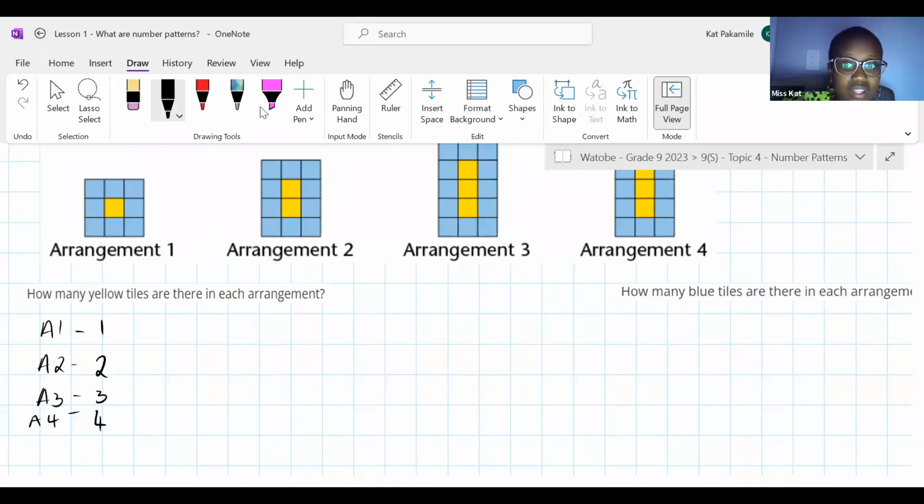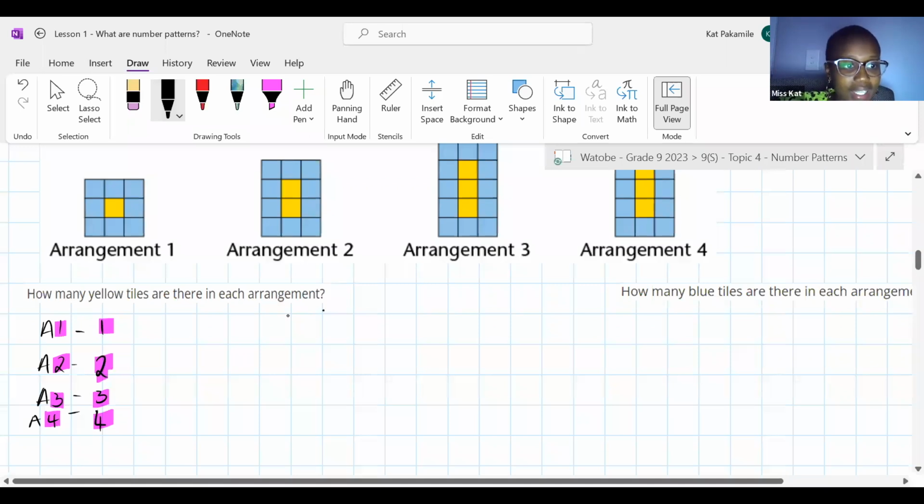Yes, those are the yellow tiles. You see the pattern here. In the first one, there's 1 block. In arrangement 2, there's 2 blocks. In arrangement 3, there's 3 blocks. In arrangement 4, there's 4 blocks. So if I asked you in arrangement 20, how many yellow blocks did you have? 20. Exactly. You get it.